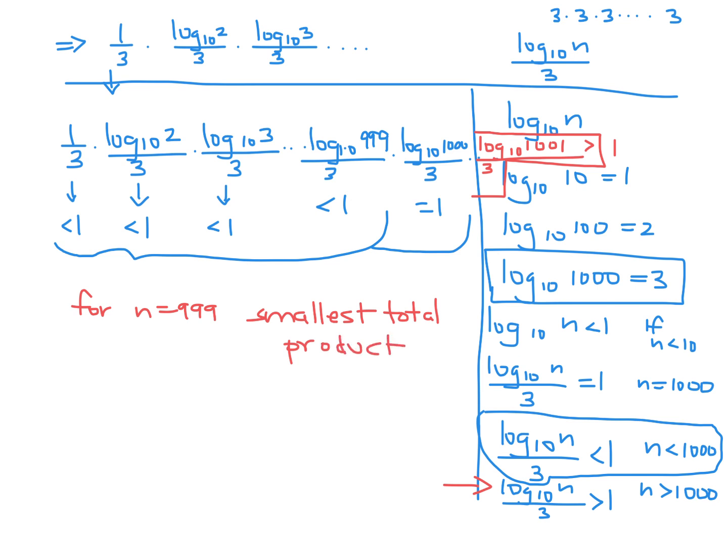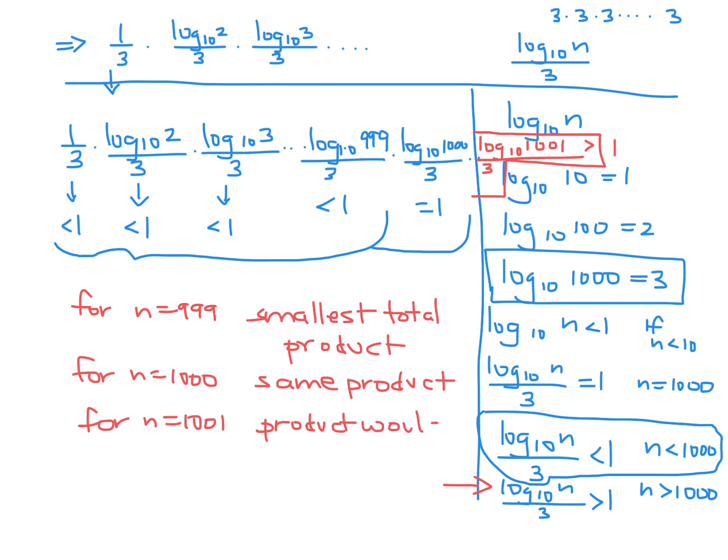And then for n is equal to 1,000, we have the same product as when n is equal to 999. And then once we get to n equals 1001, then we have a product that would increase. So since we're trying to minimize it, it is of minimum value when n equals 999 and when n equals 1,000, because for those values, the product would be the same.